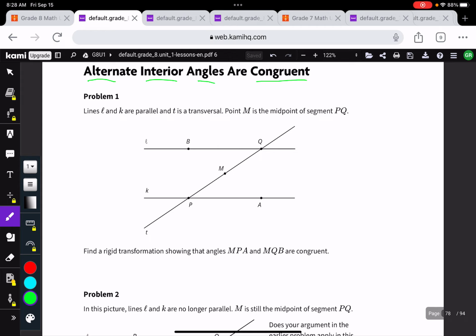Point M is the midpoint of P and Q. Here's point M. Find a rigid transformation showing that angles MPA and MQB are congruent. So MPA always helps to outline that. MPA, so they're talking about that angle, this one right here.